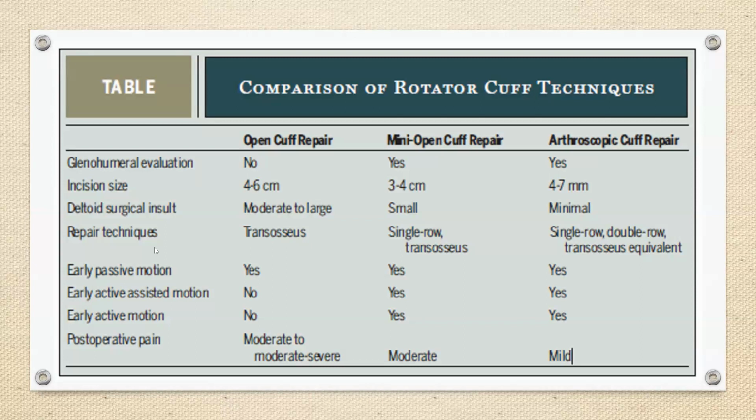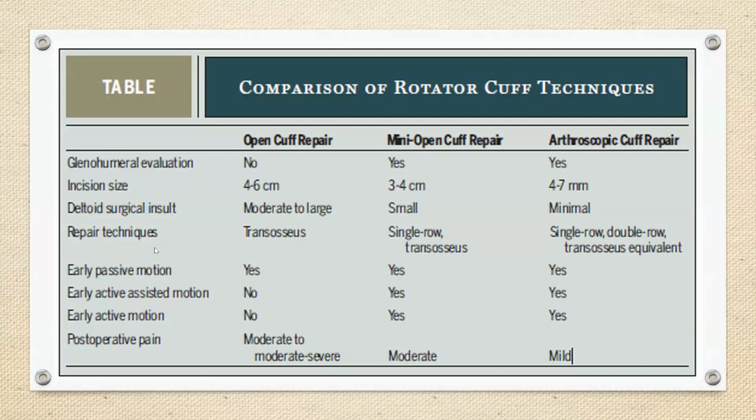The most important aspect, deltoid surgical insult, is most in open cuff repair. It's comparatively less with mini open and there's least with the arthroscopic cuff repair. With respect to repair techniques, most describe the use of trans-osseous techniques for open cuff repair, whereas in mini open and arthroscopic, multiple suture configurations have been described. Early passive range of motion can be allowed in all three techniques.